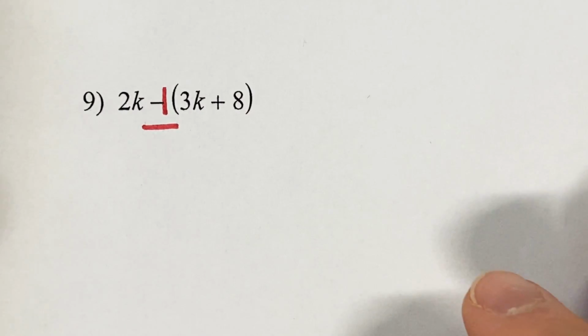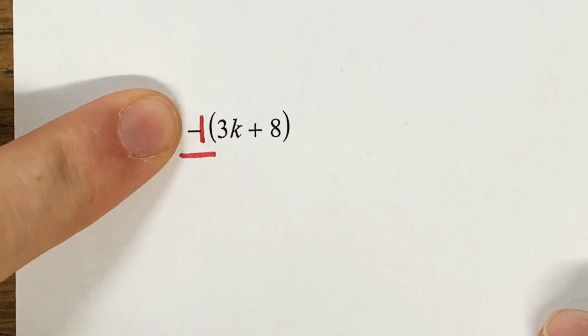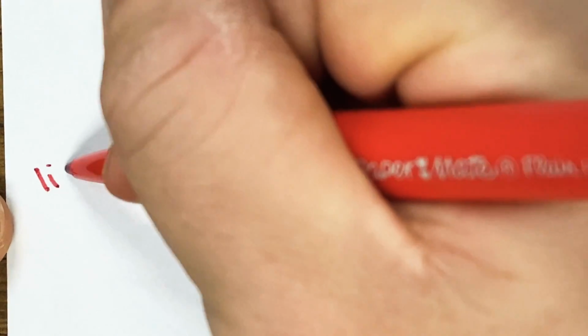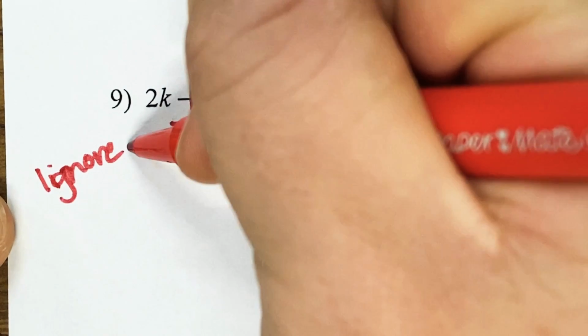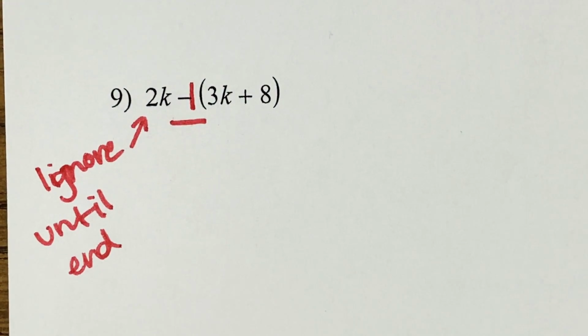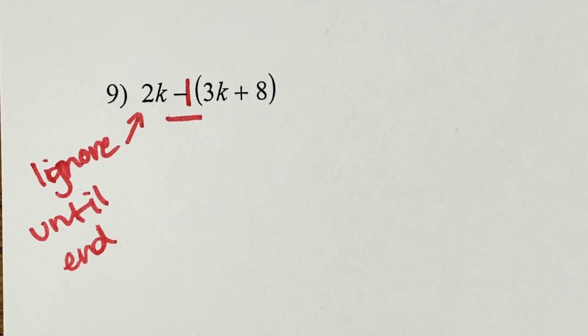Okay, so we're going to do the same thing like we did on 7, all those ones. It's almost like we're going to just ignore this 2k for a minute. So in fact, I'll write that. Ignore for a sec. Ignore until the end. Okay, so your first step always is to get rid of the parentheses, meaning you must distribute before you combine like terms. In fact, that's a super important rule.